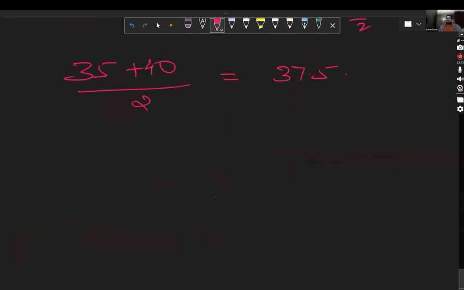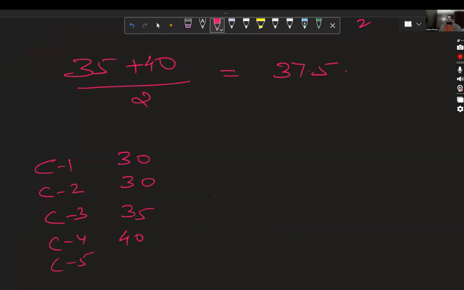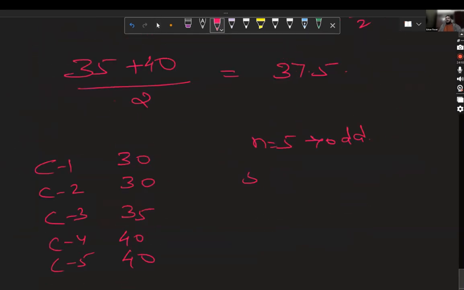Whereas if you go to the previous data, when we have C1, C2, C3, C4, C5, what were the salaries? 30, 30, 35, 40, 40. Here n is equal to 5, which is odd. So what did we learn? When n is odd, what value do we take? n plus 1 by 2, which is 5 plus 1 by 2, the third value. So this will become your median value.